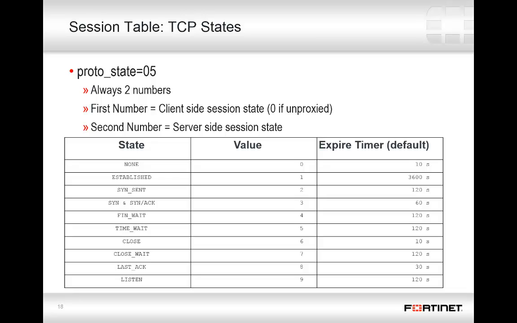The session table also records the state of the TCP connections. There are two numbers: the state of the session between the FortiGate and the client, and the state of the session between the FortiGate and the server. This is because FortiGate terminates the TCP connection and makes a second connection to the backend server. If FortiGate proxies the traffic, these numbers can be different. But if it doesn't, then the first number will always be 0. We'll talk more about the expiry timer later.